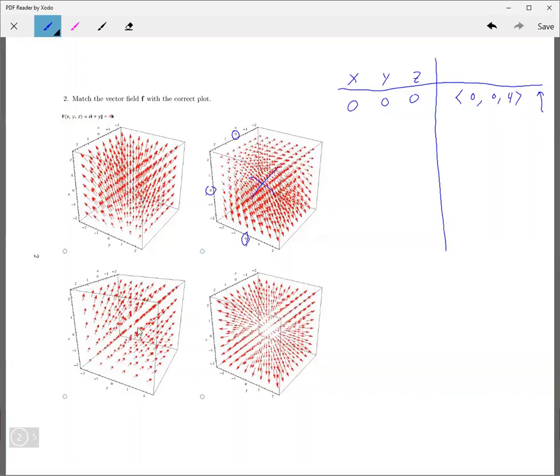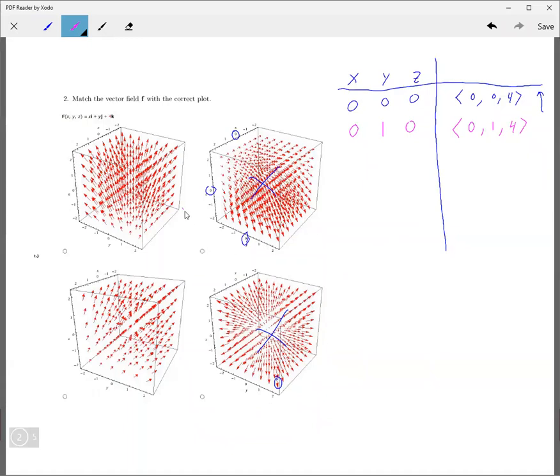This one could be it. This one, dang, I don't know. This one looks like you've got vectors pointing down, so I don't think this one's it right here. Okay, so you could put in another value. Let's put in 0, 1, 0. So that one's going to be 0, 1, 4. Okay, so that's going to be pointing a little bit in the y direction.